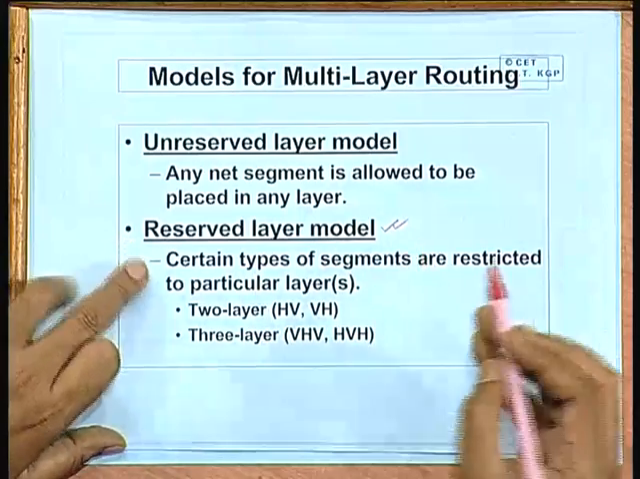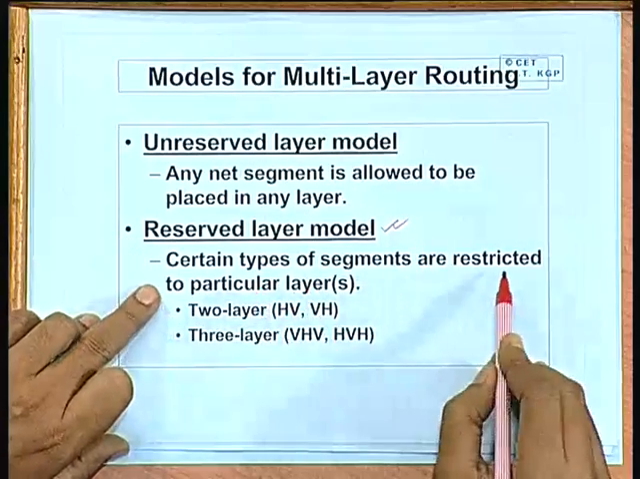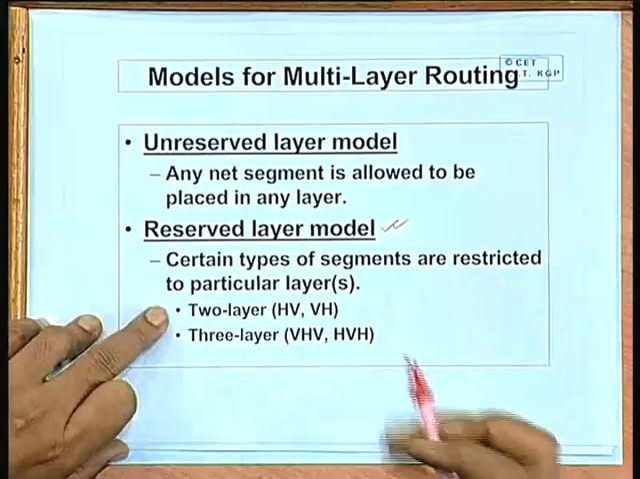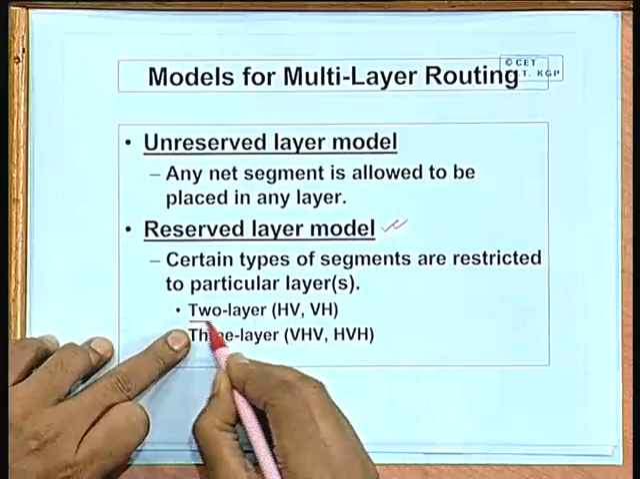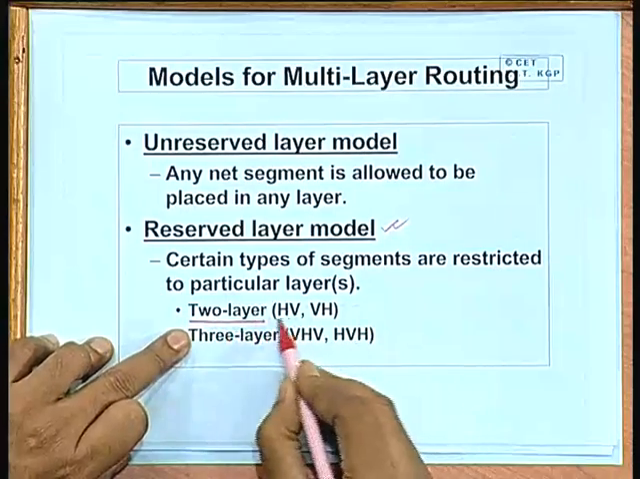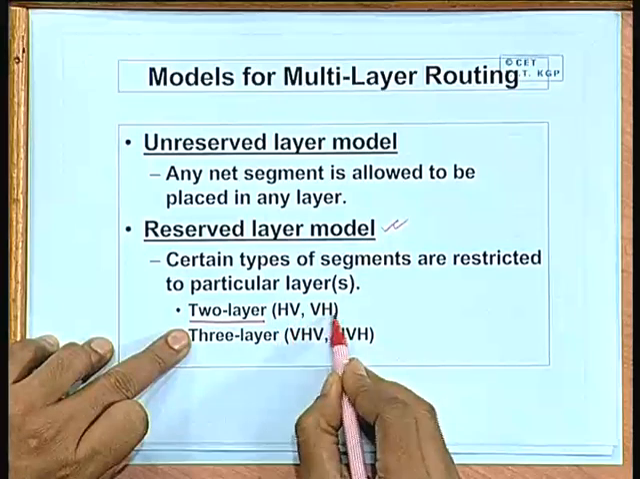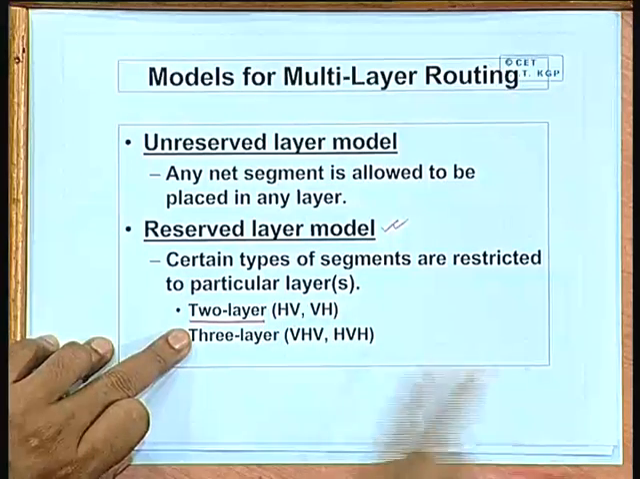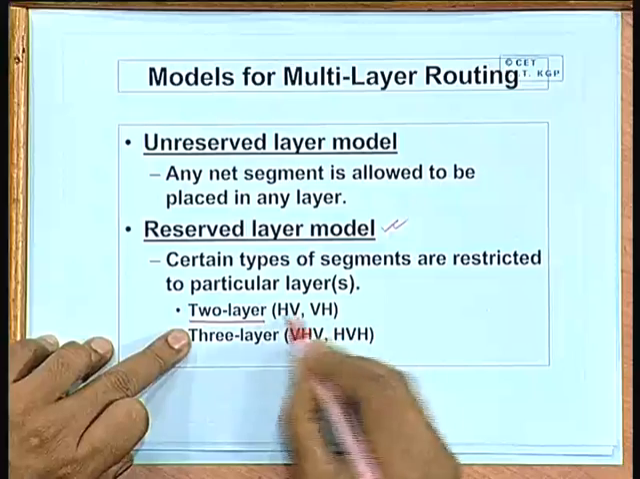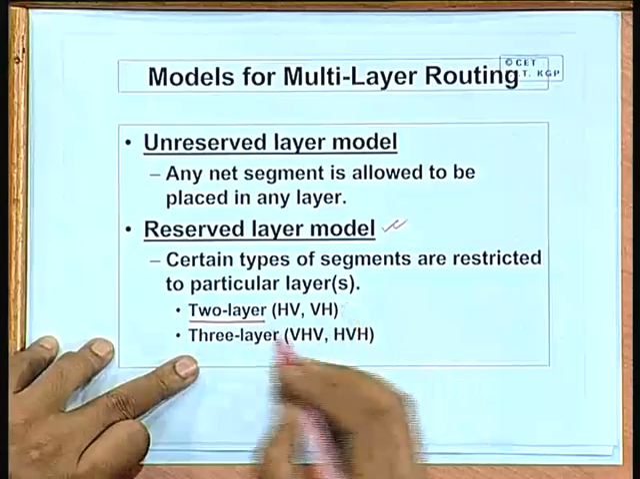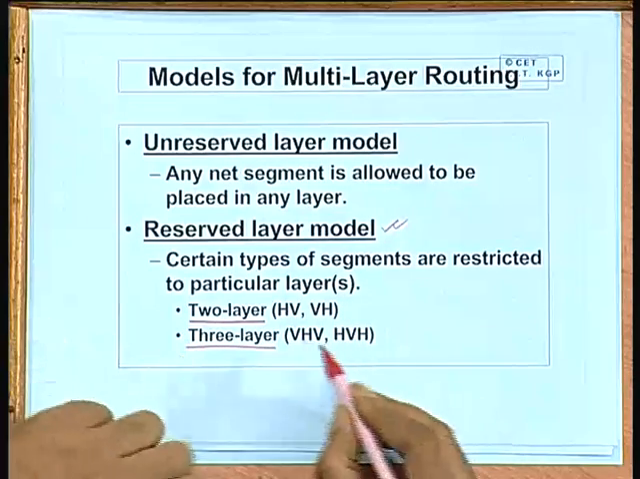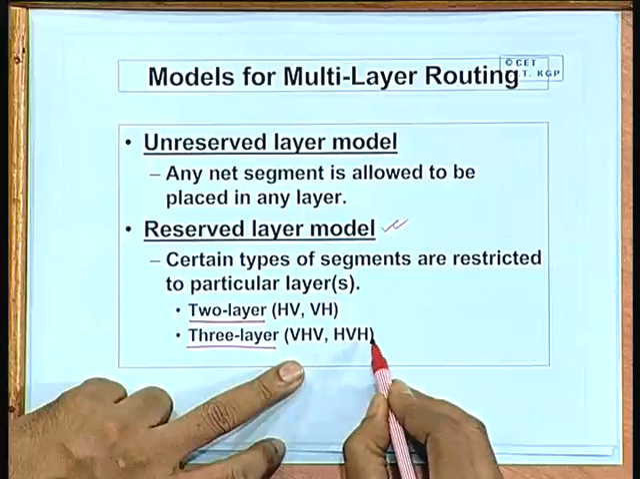Reserved layer model says that you have some restriction as per the horizontal and vertical tracks. So, if it is a 2-layer routing problem, then we normally go for HV or VH. H means in layer 1 only horizontal tracks, in layer 2 vertical tracks, or the reverse. If it is a 3-layer routing problem, you can go for VHV or HVH.